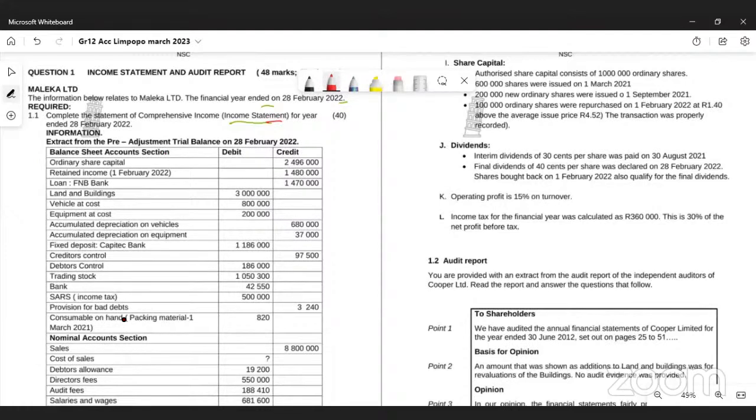When you are doing the income statement, you always start with your sales, then you subtract your debtors allowance on your pre-adjustment to make up the turnover, which means the sales. After doing that, you check for additional information. So we are going to go straight to our answer book.